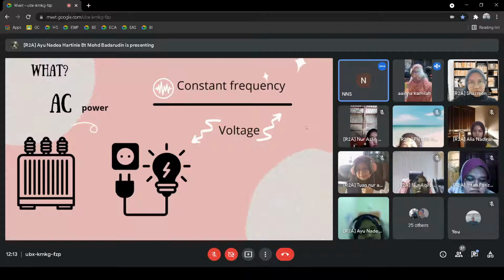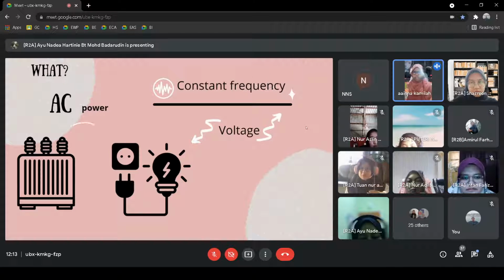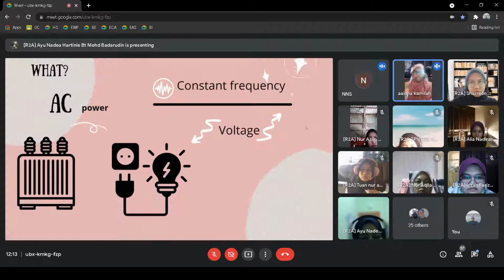To be short, from the previous presentation, we know a transformer is a static electrical machine which transfers AC power from one circuit to the other circuit at a constant frequency. At the same time, the level of voltage can be altered, which means the voltage can be decreased or increased according to the requirement. So I will pass to Aris to continue the next slide.